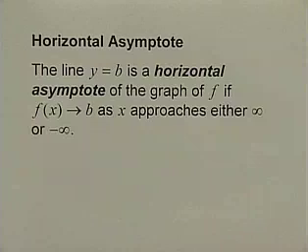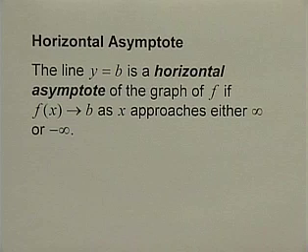The horizontal asymptote has a similar definition. The line y equals b is a horizontal asymptote of the graph of f if f of x approaches b as x approaches either infinity or negative infinity. So as x gets very, very positive or x gets very, very negative, f of x approaches b. So how can we find vertical and horizontal asymptotes?